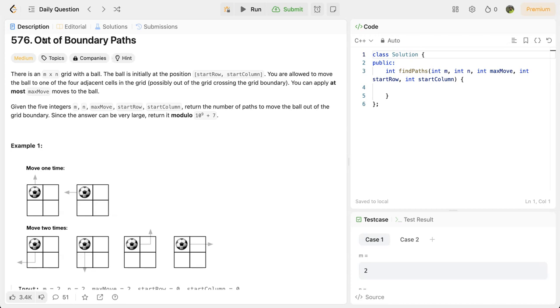Okay, out of boundary paths. This is an interesting problem. I like it. We are given an m by n grid with a ball. The ball is initially at position start row and start column. So we are given the initial position.